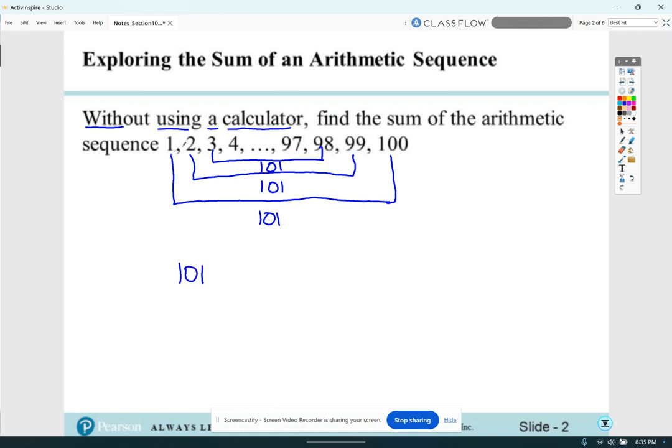So he thought, I know I'm going to get 101 each time. And because I'm using the numbers from 1 to 100, I'm going to be making 50 pairs that all sum up to 101, giving him 5,050 as the sum of that set. We're going to use his idea to understand how we do that with other arithmetic sequences.